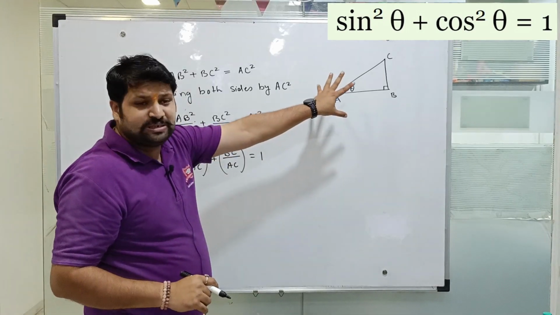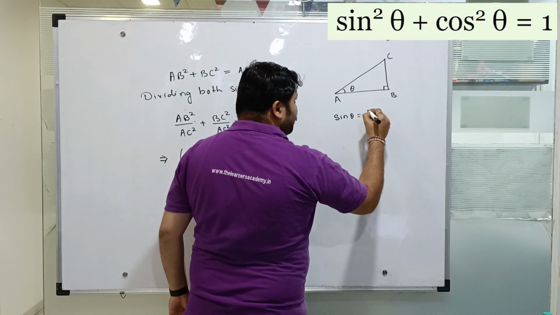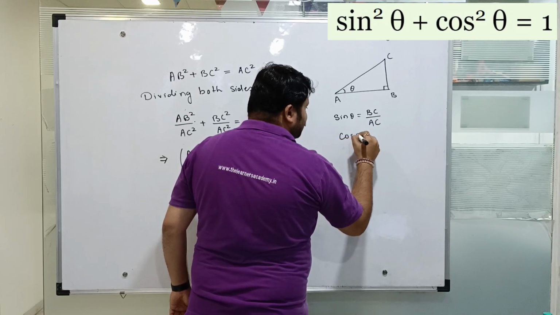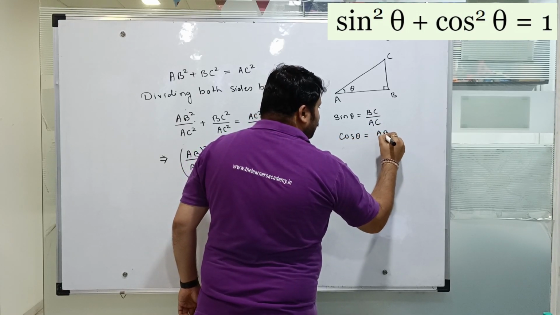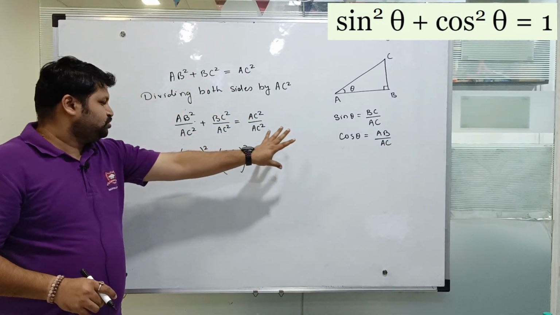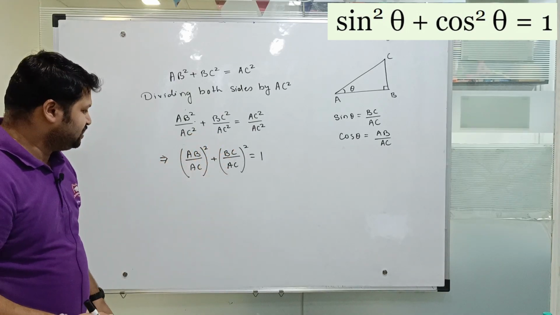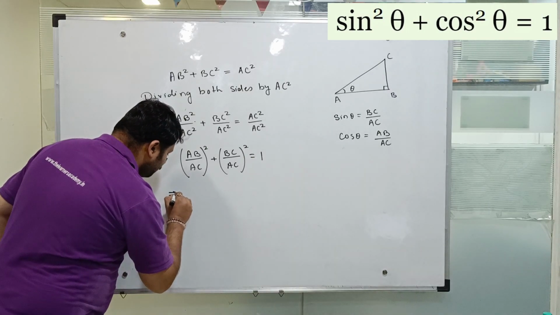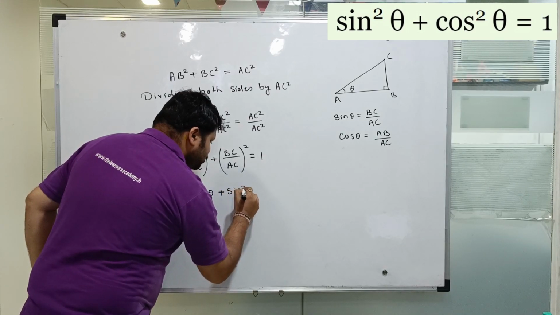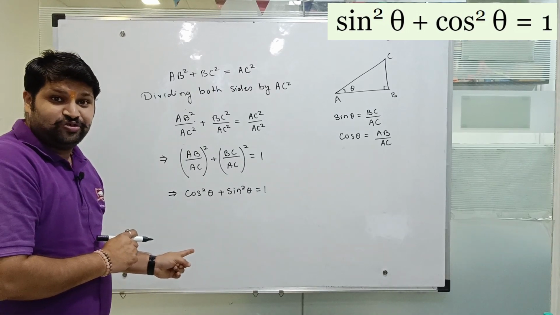Now if you consider this triangle, I can write sin theta as BC upon AC and cos theta as AB upon AC. So I can use these two in the place of AB upon AC here and BC upon AC here, giving me cos square theta plus sin square theta is equal to 1. This is our first identity.